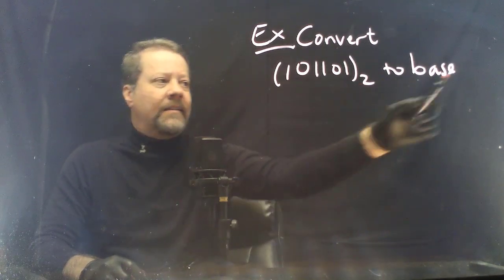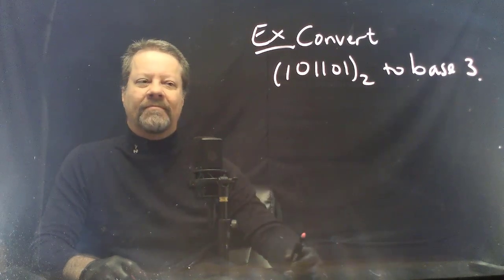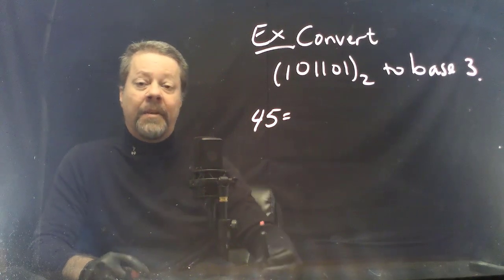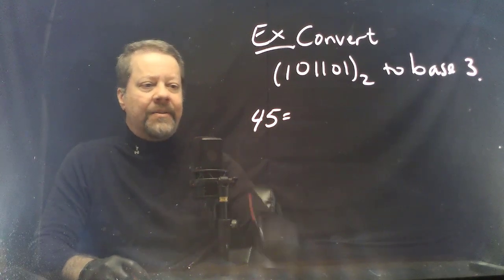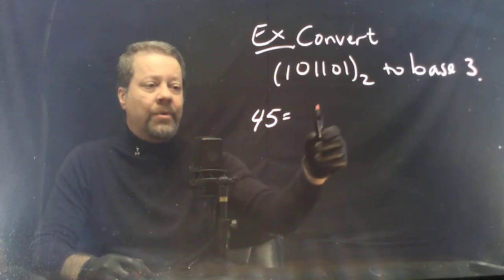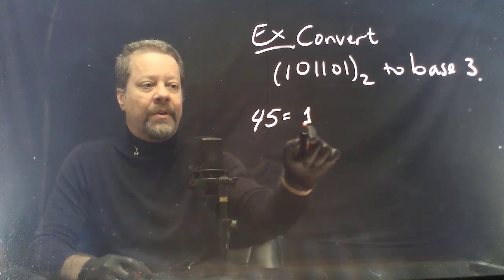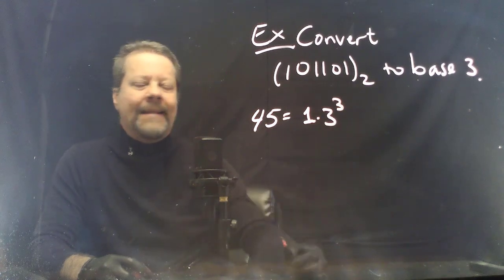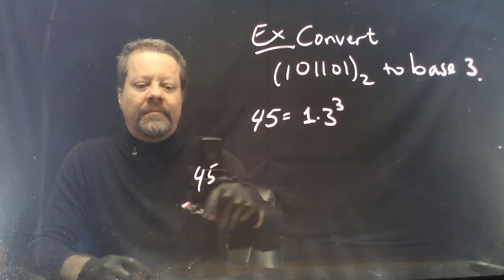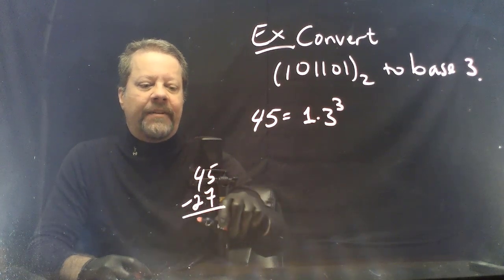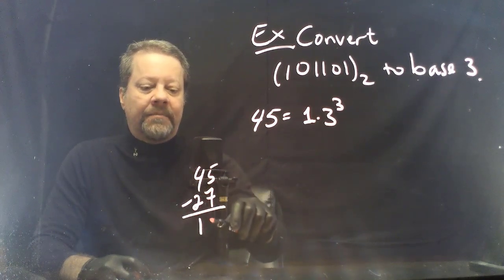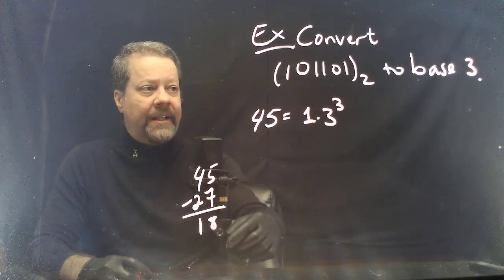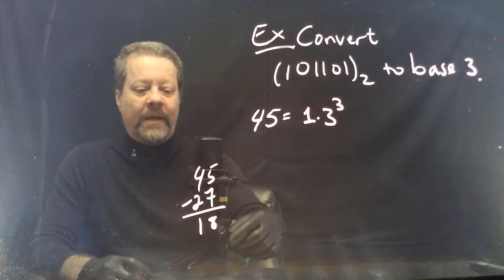Instead of base 10, let's convert this to base 3. We already know it's 45 in base 10. What's the highest power of 3 that goes into 45? That would be 3 cubed. That would be 27, but only one of those fits. 45 minus 27 is what? 18. So how many 3s go in here? Well, 3 squared does twice.